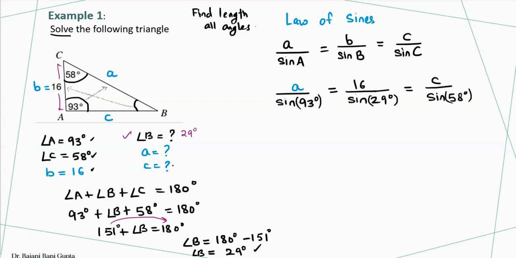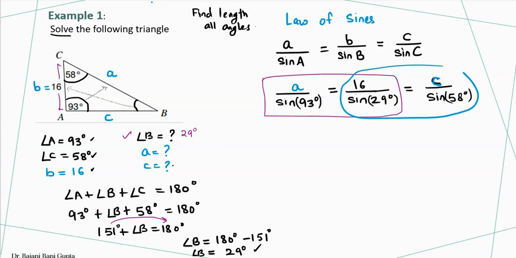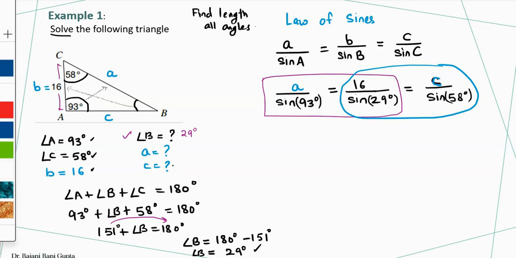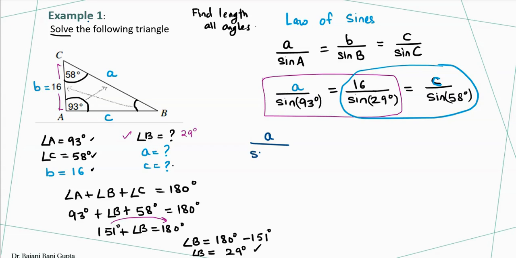So you have to find a and c. For that, you work on it one by one. To find a, use these two terms. And to find c, you work with these two terms. So let's work with the first two terms. What you get: a divided by sine of 93 degrees equals 16 divided by sine of 29 degrees.